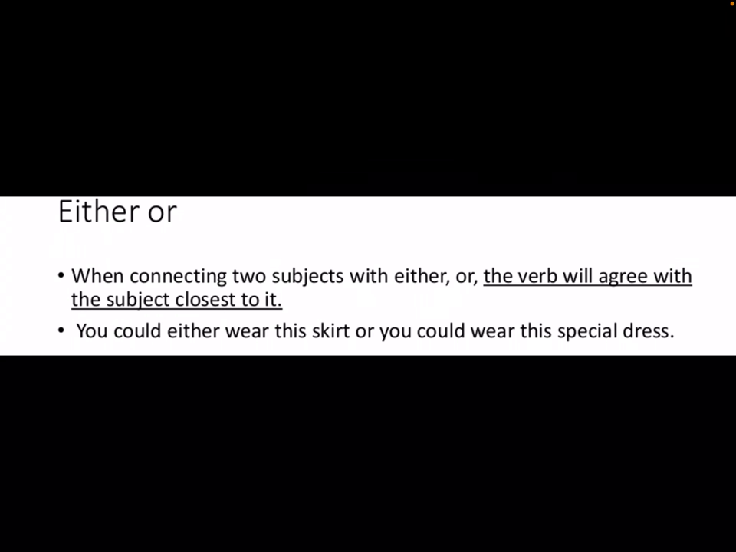So like I said, either or, we are comparing between two, I'm giving you an option.